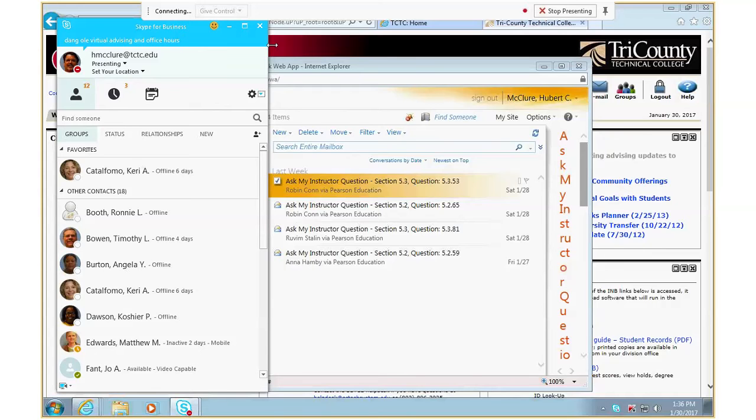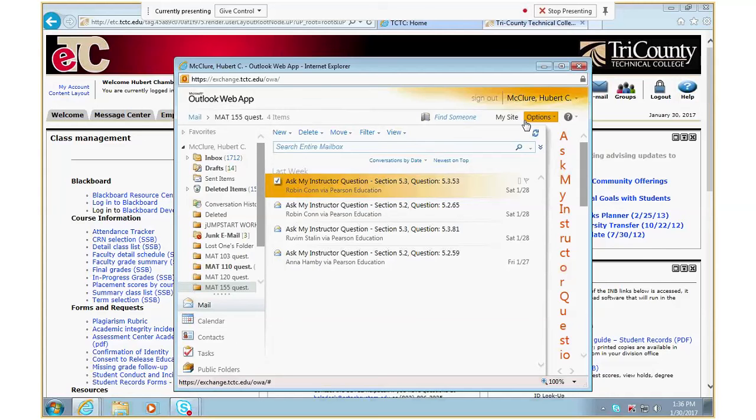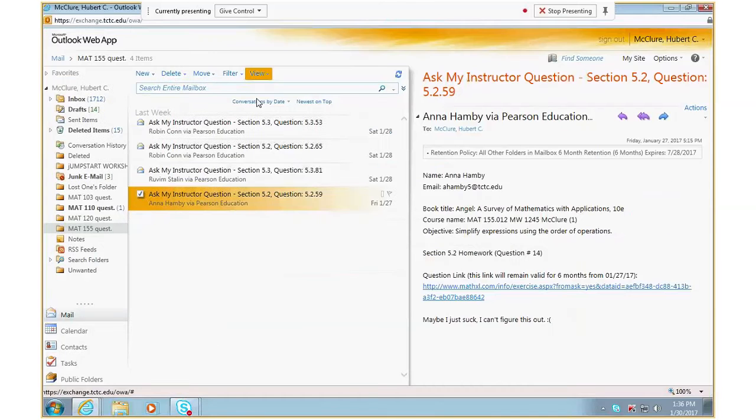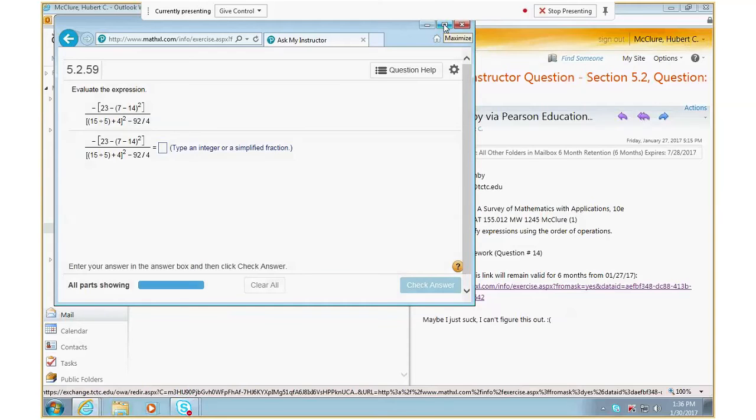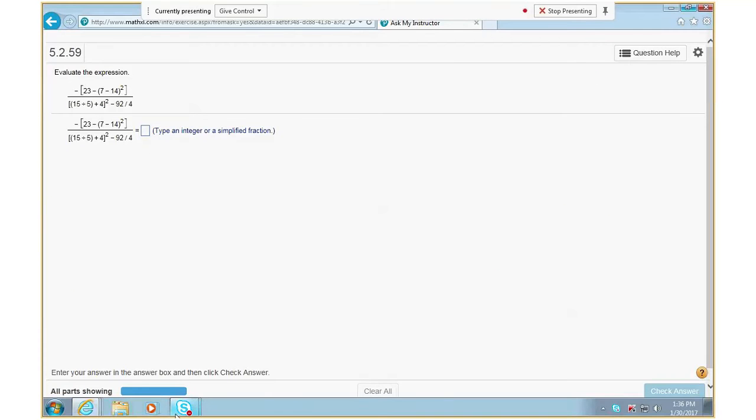3 reboots, or 1 accidental. All right, the first one is 5259. Oh, Miss Hamby sent this one. All right, now let's try to start this again.